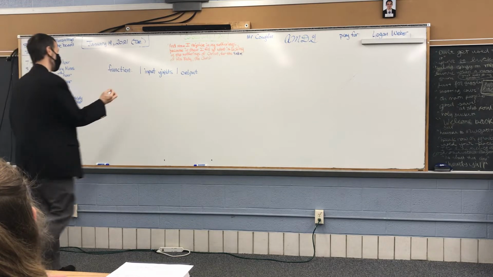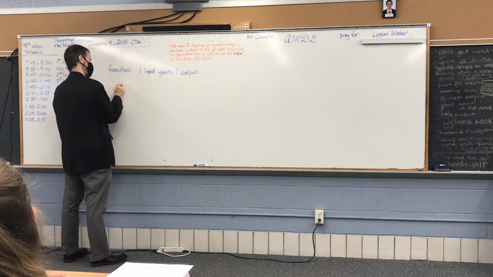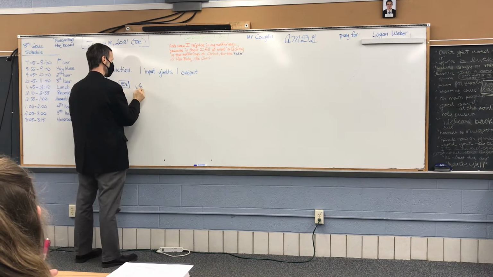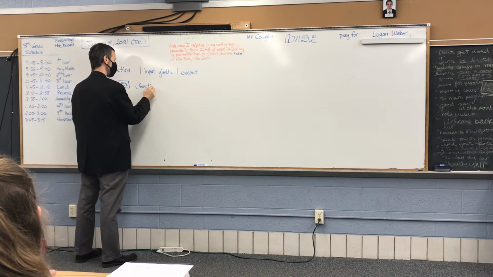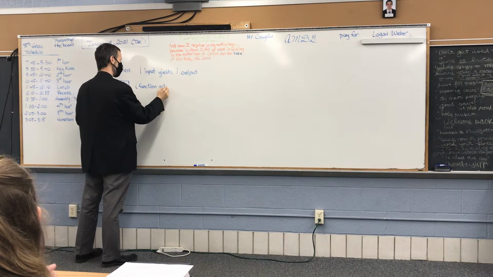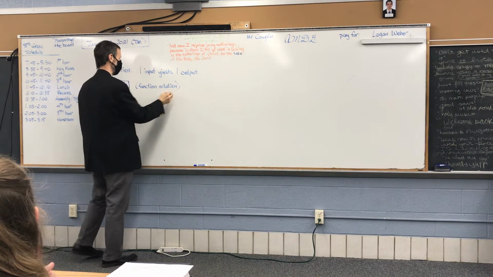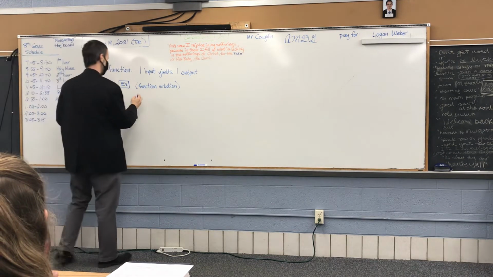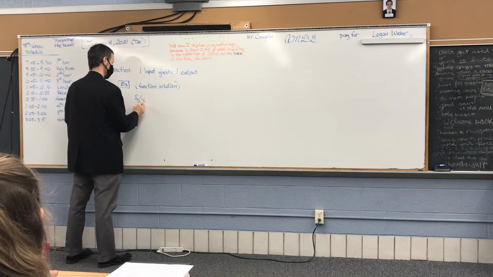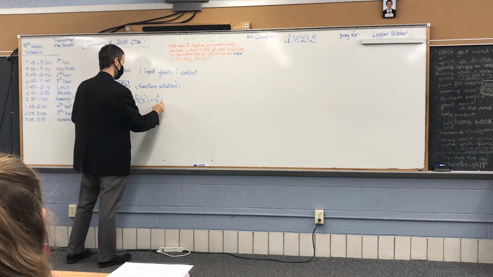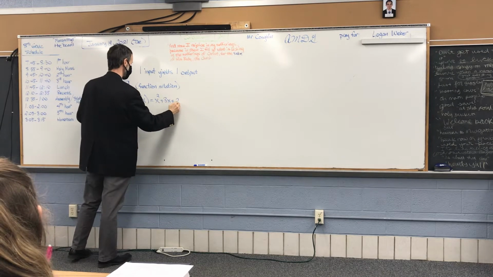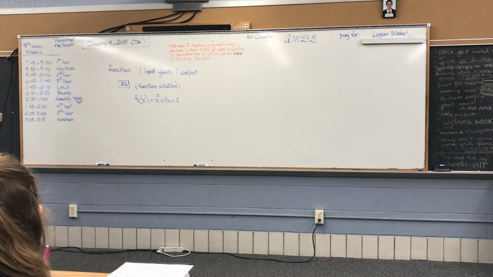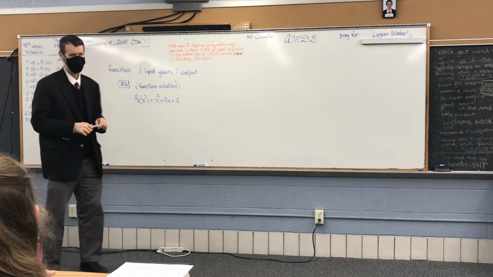Now, what does this mean? An example. This is what we call function notation. In other words, what does a function look like if you ran into one in the wild, so to speak? It looks like this. f(x) = x squared plus 3x plus 2. This is an example.